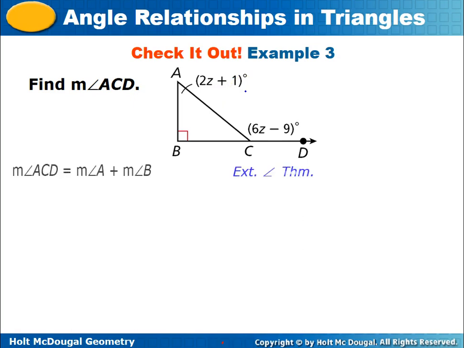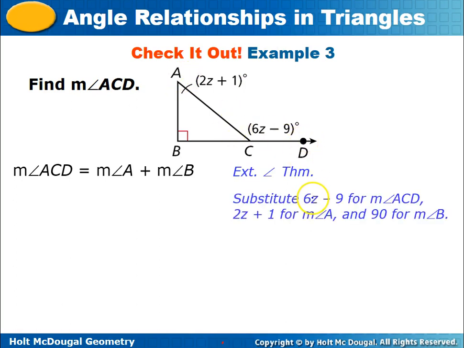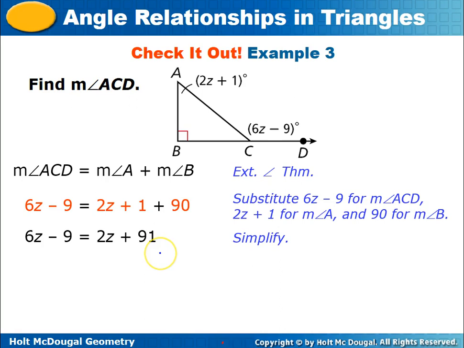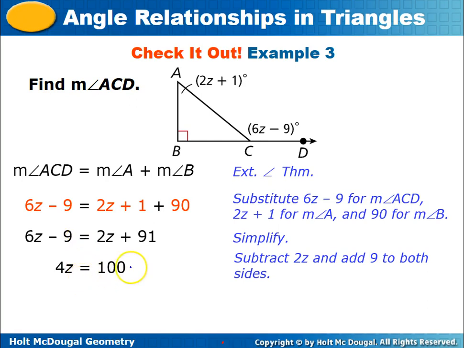Okay, so here again, we're going to add angles A and B together, and we're going to set them equal to angle ACD, sorry. So we're going to add the 2z plus 1 and the 90. That's what we did over here, and we set it equal to the exterior angle. Again, combine some like terms. We're going to subtract 2z from both sides. We're going to add 9 to both sides. That's going to give us 4z is equal to 100.